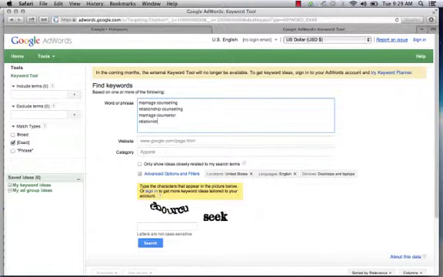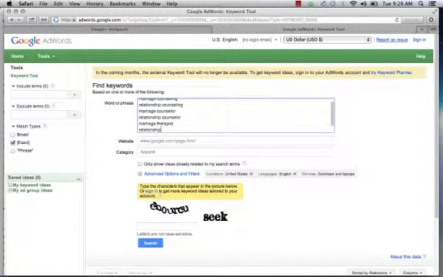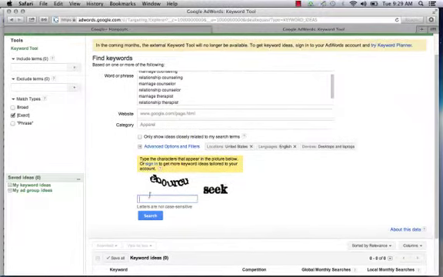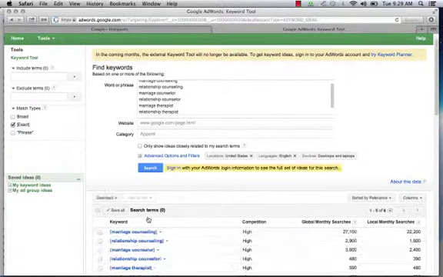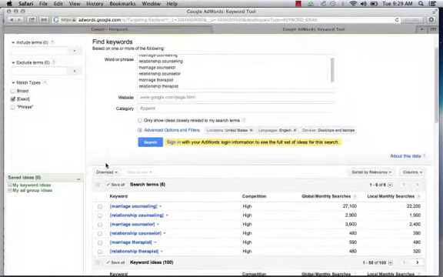So we throw out a few words, and then we'll add marriage therapist. And what we're going to get is an idea of what people are actually looking for. So if you're in the US, if you're in a different country, choose a different country. And for the most part, we're going to leave those just as they are right now. And then type in this. Okay. All right. So what it's going to do is it's going to come back.